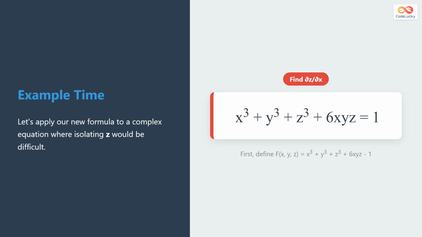Let's try an example. Consider the equation x cubed plus y cubed plus z cubed plus 6xyz equals 1. To find the partial derivative of z with respect to x, we first define our big F function by moving everything to one side so it equals 0.